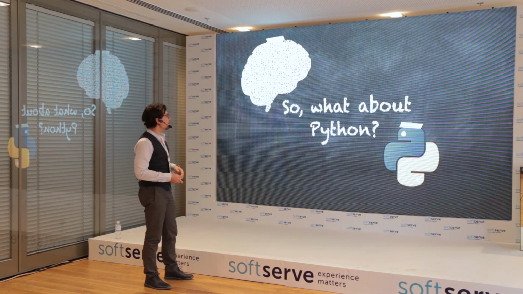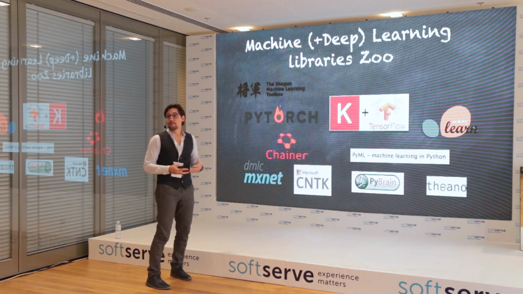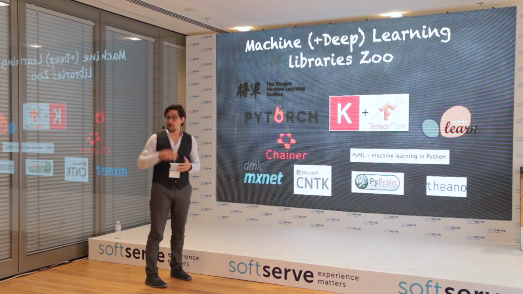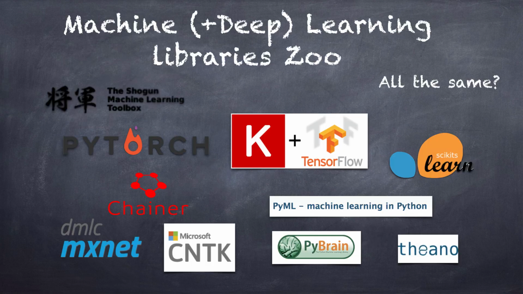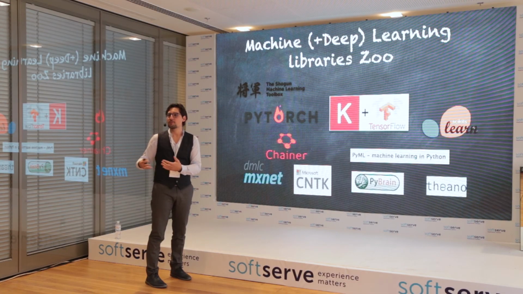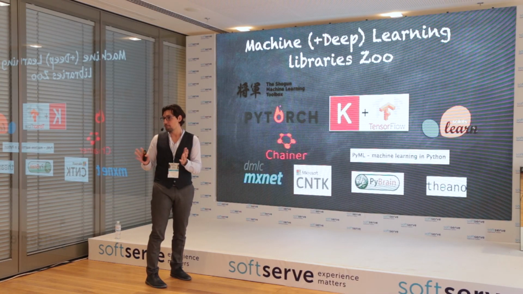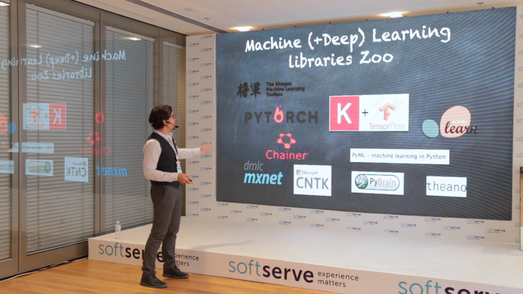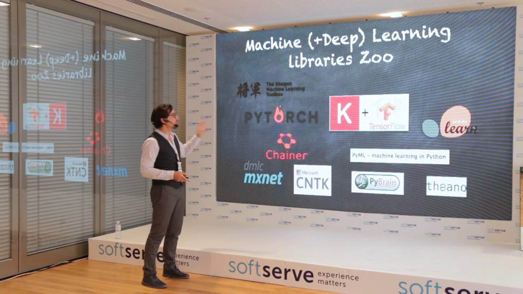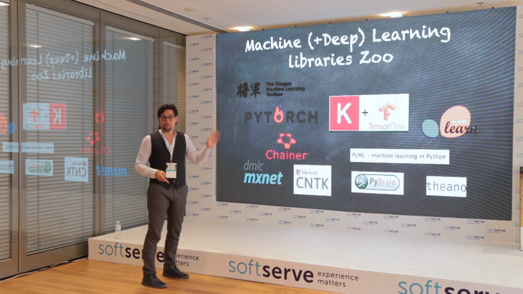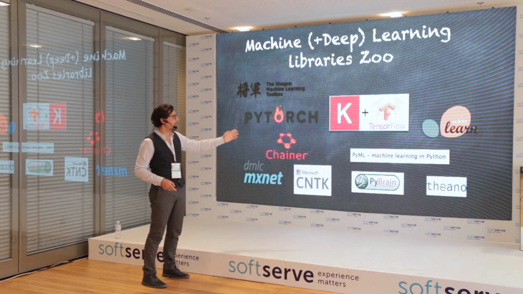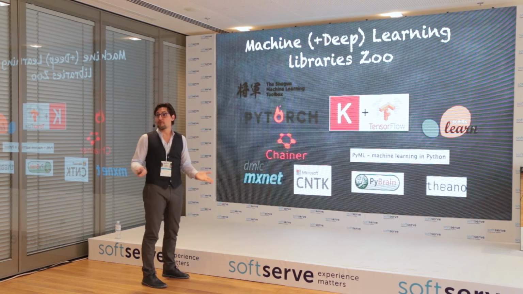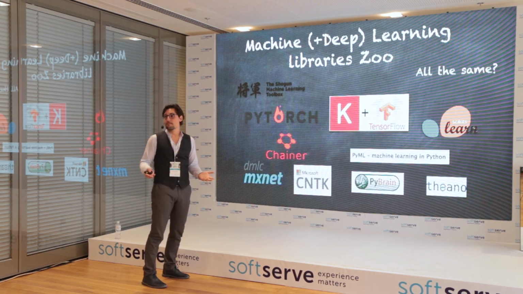I promised you Python. There are lots of tools nowadays, and as Irina already said, lots of frameworks changing every time. So we cannot advocate one better than the other. I can only say what people use nowadays and what people used 6 months ago, which may be different. I promise you it's different. In this picture, I collected some machine and deep learning tools in the Python ecosystem. You have Shogun, PyTorch, Keras and TensorFlow, scikit-learn, PyML, lots of them. So the very first question you may ask yourself is, are they all the same?